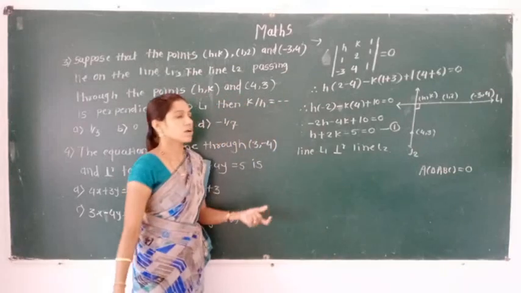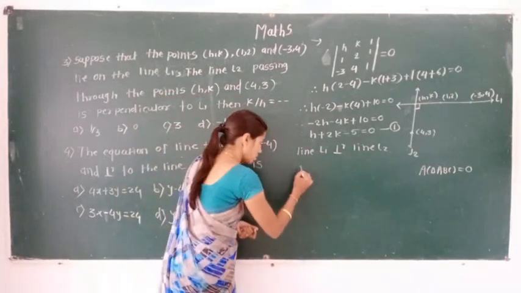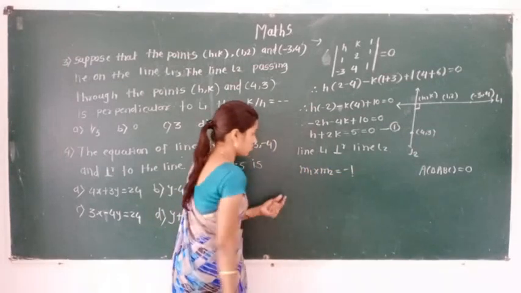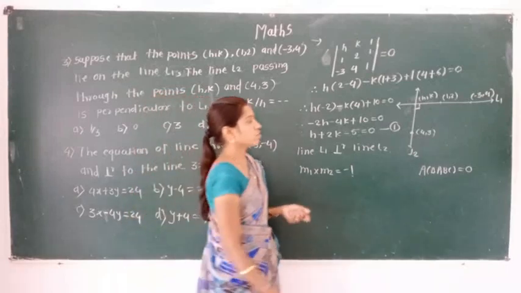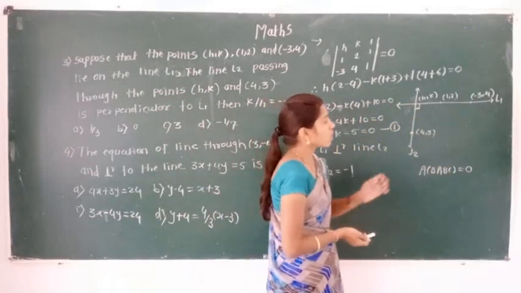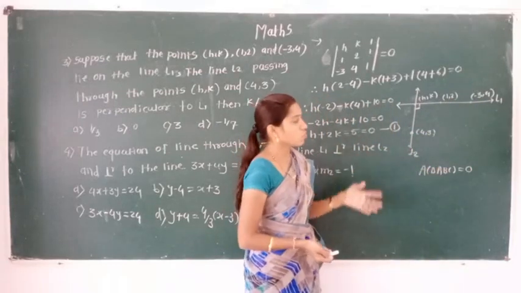It means that the product of their slopes is minus 1, that is, m1 into m2 equals minus 1. m1 is the slope of line L1. We know that this line is passing through 3 points, but we only take 2 points.